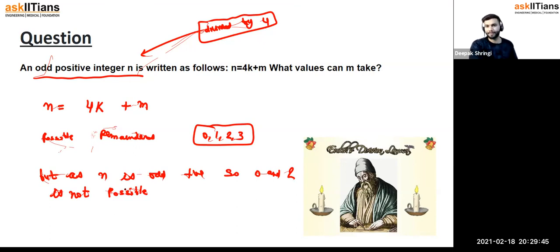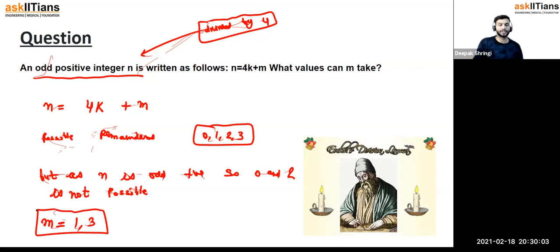For example, take 6. Dividing by 4, the remainder is 2. 10, dividing by 4, the remainder is 2. But that is an even number. We have to deal with an odd number, right? So 0 is not possible, 2 is not possible. So what is the value of m that is possible over here? It can be either 1 or 3, right? So whenever you are dividing an odd positive number by 4, the remainder can be 1 or 3.